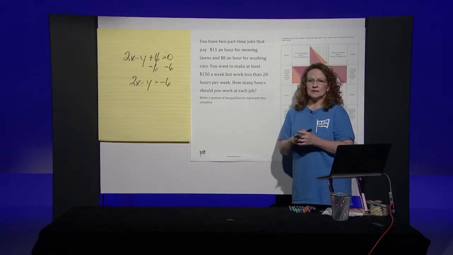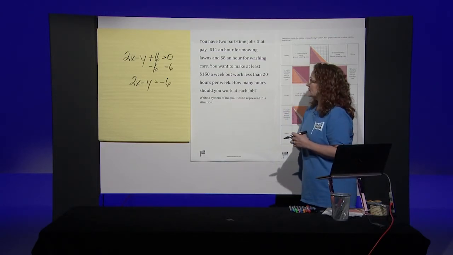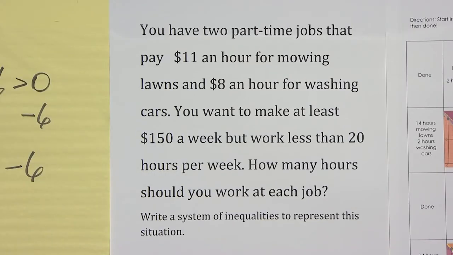First thing, let's read the problem. You have 2 part-time jobs that pay $11 an hour for mowing lawns and $8 an hour for washing cars. You want to make at least $150 a week, but work less than 20 hours per week. How many hours should you work at each job? Write a system of inequalities to represent this situation.